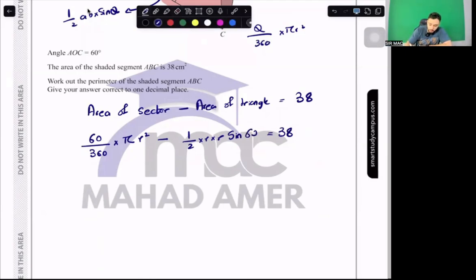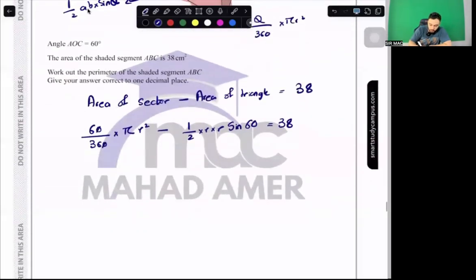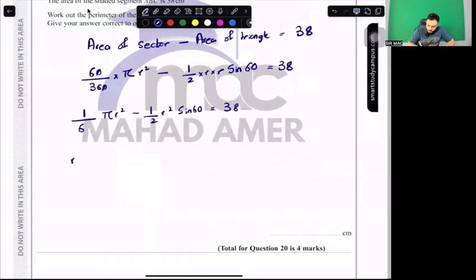Are you with me for this one? Yeah, makes sense. So just stay with me. The 0 cancels out. That's going to be 1 over 6, 60 over 360, times pi r squared, minus 1 over 2 r squared sine of 60, which is root 3 over 2. You can write sine 60 as it is, equals 38. To solve it a little bit, I'll take r squared common first of all. The whole thing is left as r squared times (1 over 6 pi minus half sine of 60) equals 38.